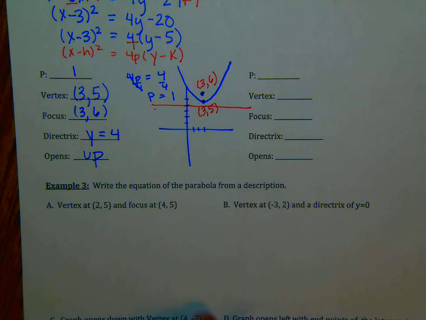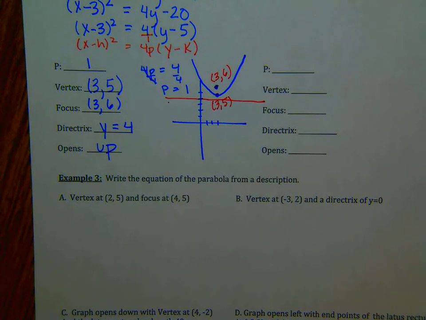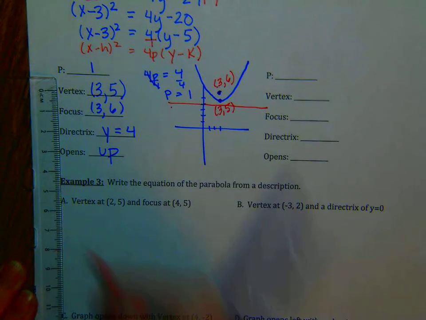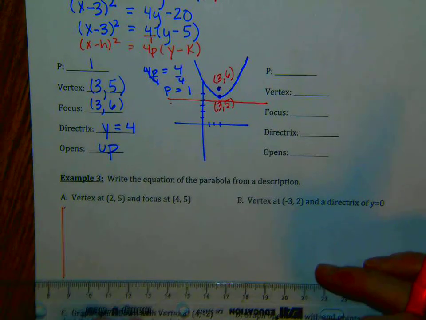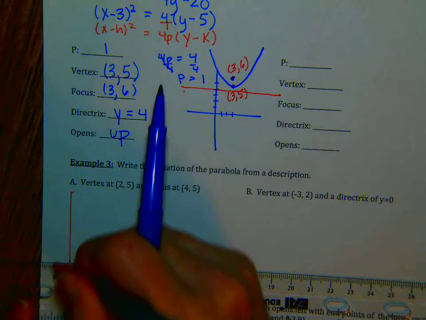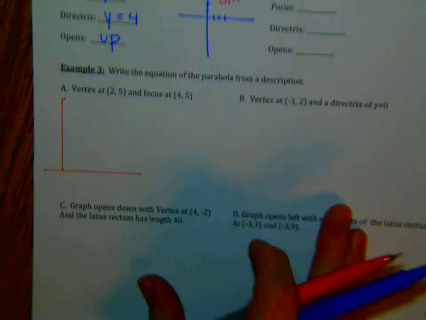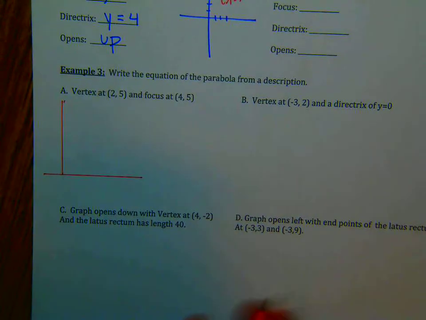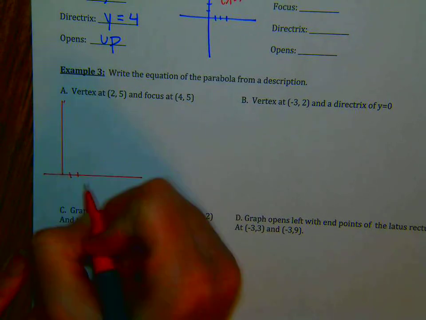All right, let's do 2 of these from example 3. Write the equation of a parabola from the description. Always, always, always, what am I going to tell you? You know I'm going to tell you to draw it. So let's draw it. So we have a vertex at, let's draw this. Draw your coordinate plane there. I'm going to move this up a little bit. Okay. Draw your vertex at 2, 5.